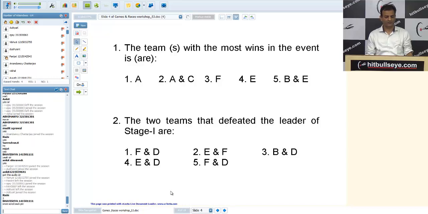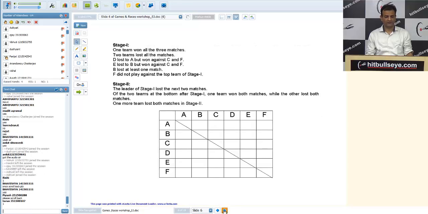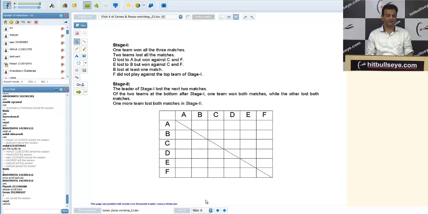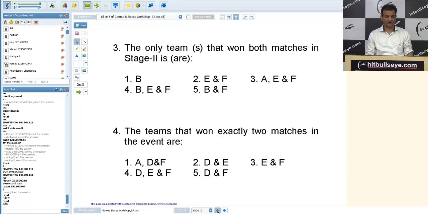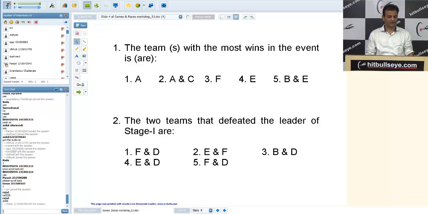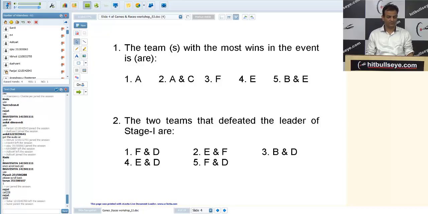Scroll back. You want to see the information. This is the information. Stage 1. One team won all the 3 matches. 2 teams lost all the 3 matches. D lost to A but won against C and F. Now these are the questions. The team with the most wins in the event is, and you are saying the answer is 1.